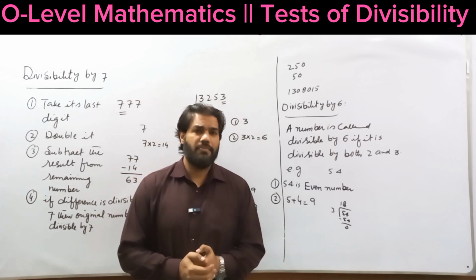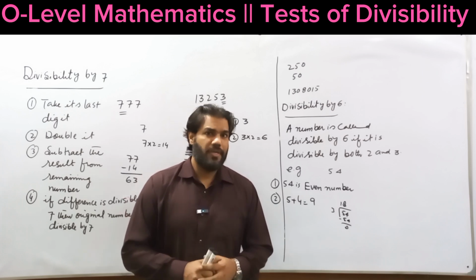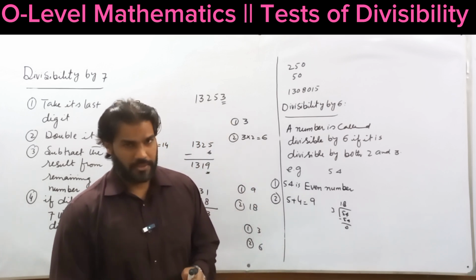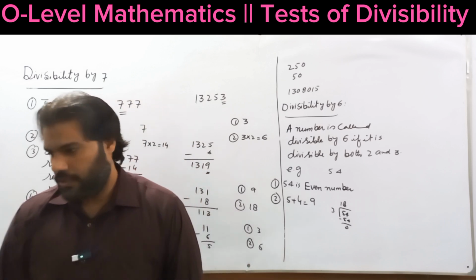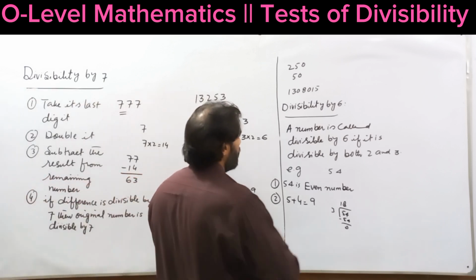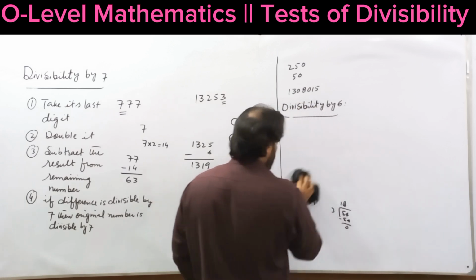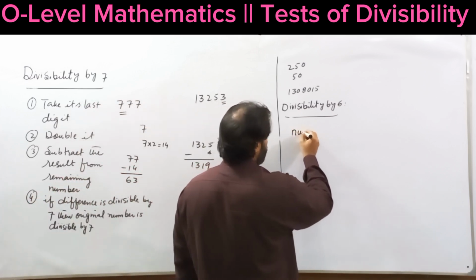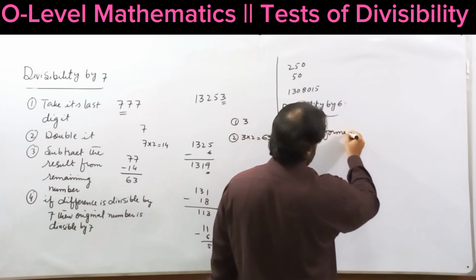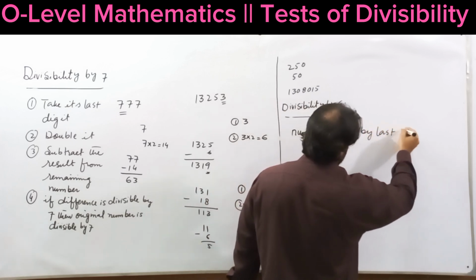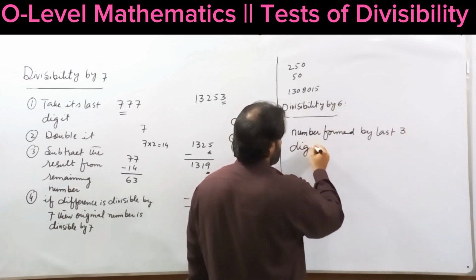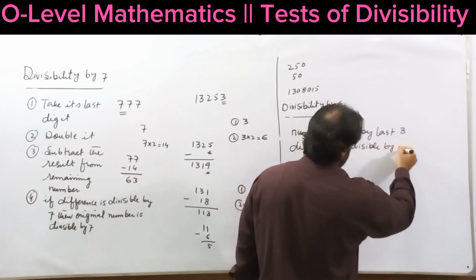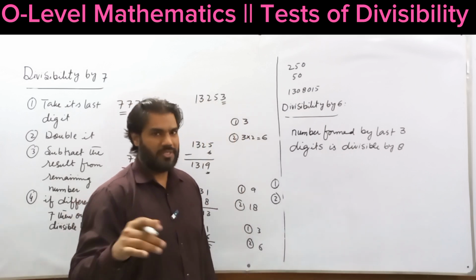Next, how to check whether a given number is divisible by 8 or not. A number is called divisible by 8 if the number formed by the last three digits is divisible by 8, then the number itself is completely divisible by 8.